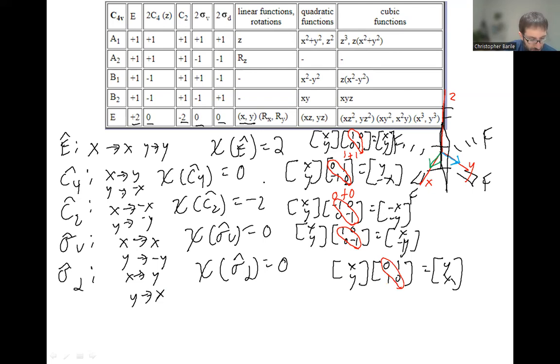And we got our 2, 0, negative 2, 0, 0, which is exactly what the E vector is. So we prove that xy transforms as E. So that is all pretty fun. Now that we know that, we can do any of the quadratics or the cubic functions fairly easily.